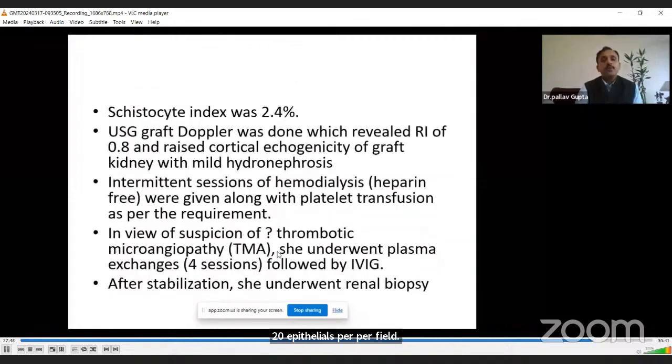Cystatin index was 2.4%. Ultrasound graft Doppler was done, which revealed a resistive index of 0.8 and raised cortical echogenicity. The patient received intermittent sessions of hemodialysis along with platelet transfusion as per requirement. In view of suspicion of TMA, she underwent 4 sessions of plasma exchange followed by IVIG. After stabilization, the patient underwent a renal biopsy.